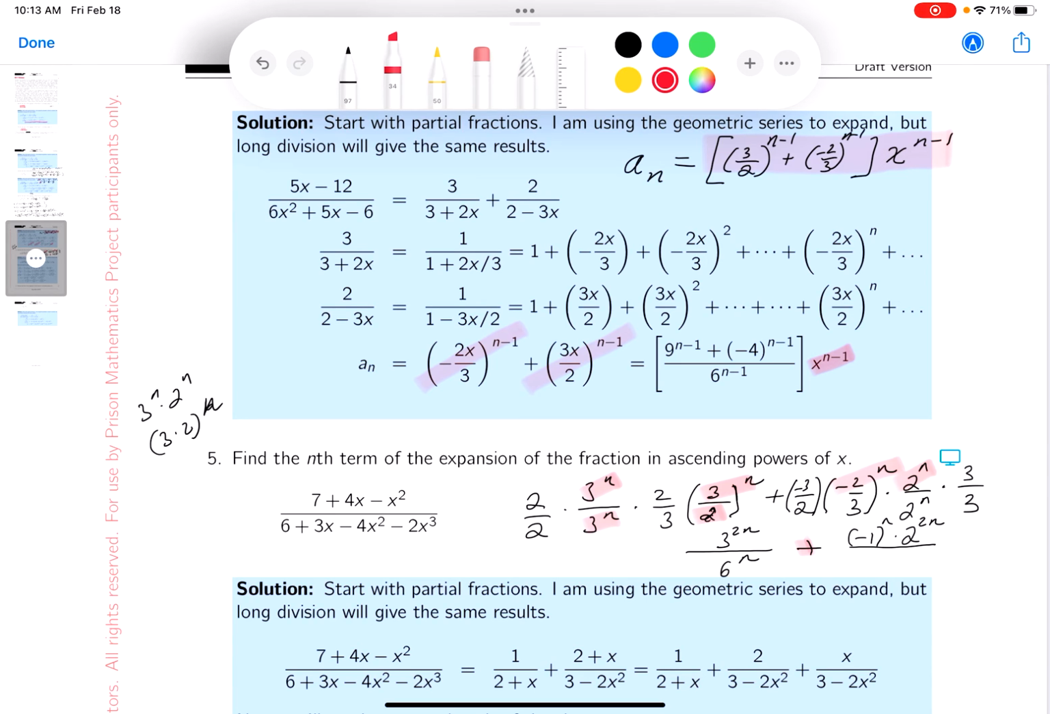I got to keep going, don't I? So what are we going to do over here? I'm looking for that 6 to the n now. And I'm seeing it. And it's right over here. I'll write that down for you. That's going to be 6 to the n.